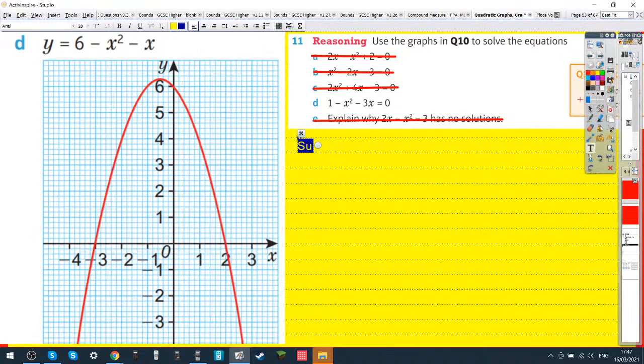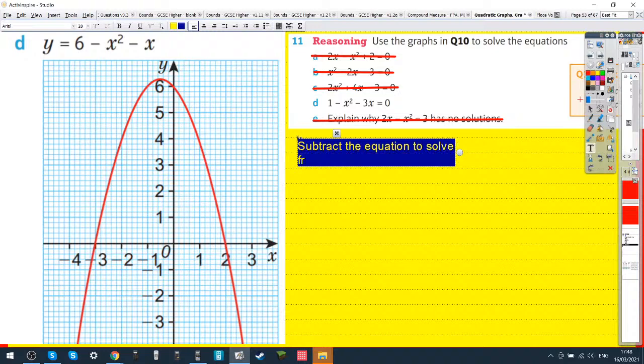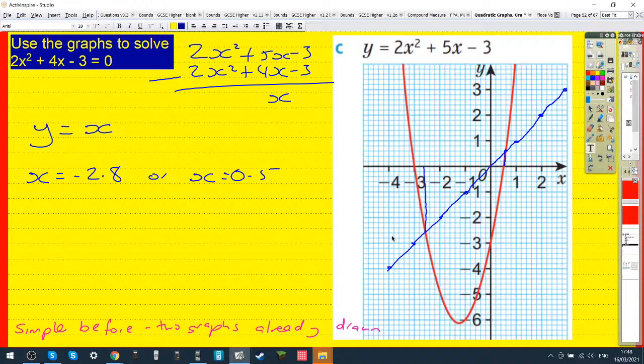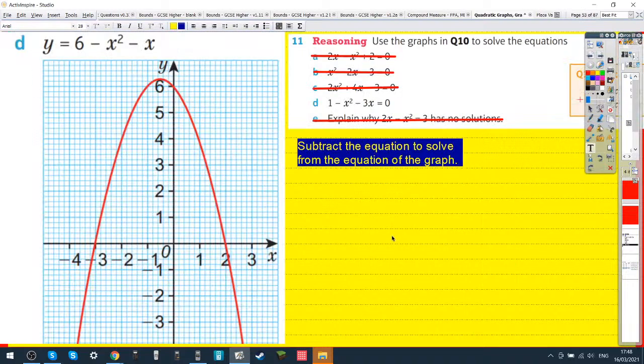So we subtract the equation of the graph. No, we subtract the equation to solve from the equation of the graph. I think that's the right way around. But let me check. What did we subtract here? So the equation of the graph, take away equation to solve. Is that right? Yeah.